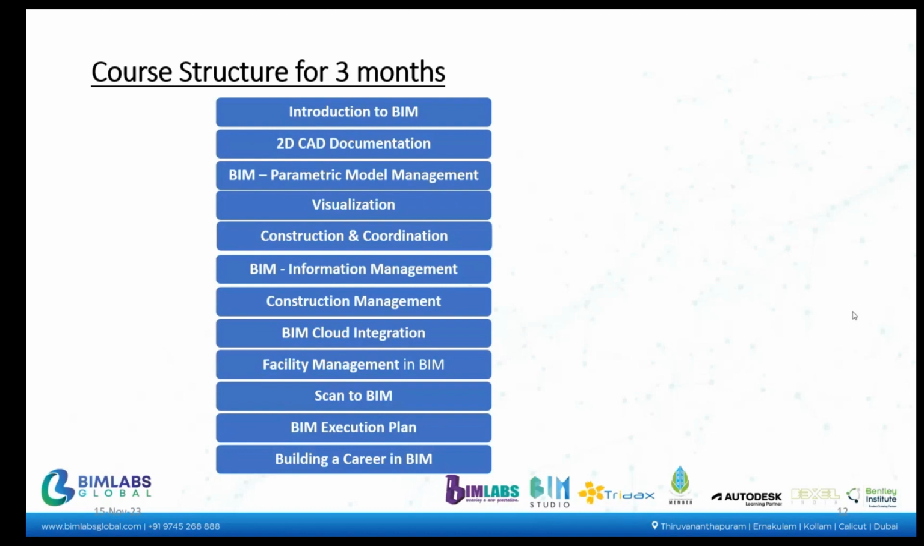So for that we will be covering the CAD documentation, the AutoCAD portion also, we will be starting. Then BIM parametric models. So here the workflow is, once the introduction part is over, you will be working on CAD. You will be doing the CAD architecture and CAD reference. With that reference, you will go and work on the 3D modeling in Revit. That is the parametric model management. 3D modeling will be completed here. Parametric includes architecture and structure as well.